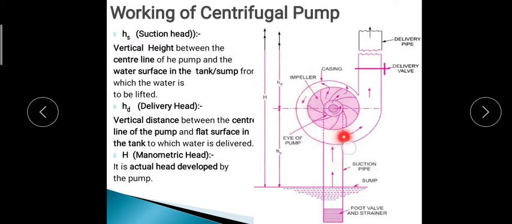Now it will flow with high pressure through the delivery pipe. The delivery valve will open only when high pressure is generated in the impeller, otherwise it is closed. By this we are transferring the liquid from a lower level to a higher level. Here we are converting the mechanical energy of the rotation of the shaft into hydraulic energy. This is the working of the centrifugal pump, and this is an important question which has always been asked in the external VTU theory exams.